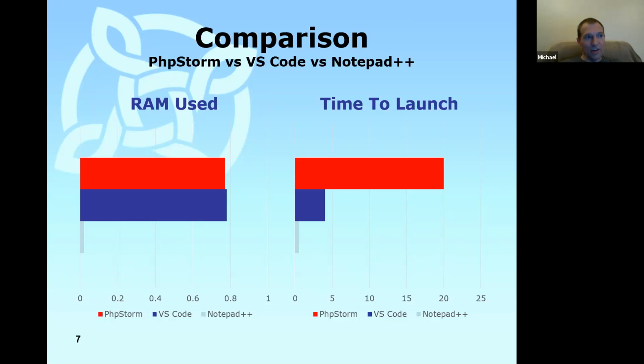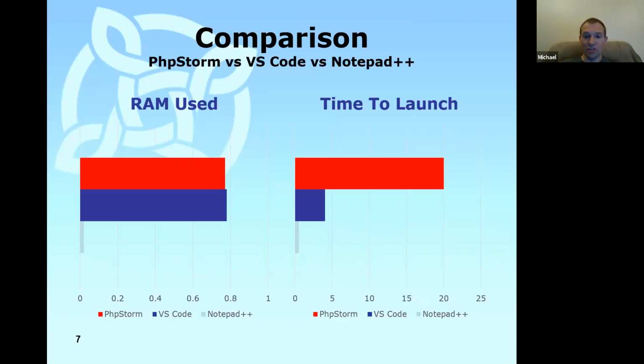Whereas VS Code, on my test, took 4 seconds to launch, and that was into a Laravel project. And surprisingly, it used about the same amount of RAM as PhpStorm, about 0.78 gig. And when I launched PhpStorm, it took between 19 and 21 seconds and used 0.77 gig. This was the repeated time to open a project.